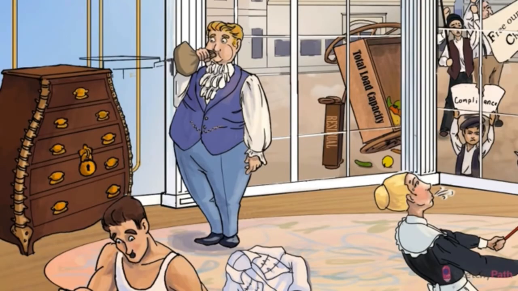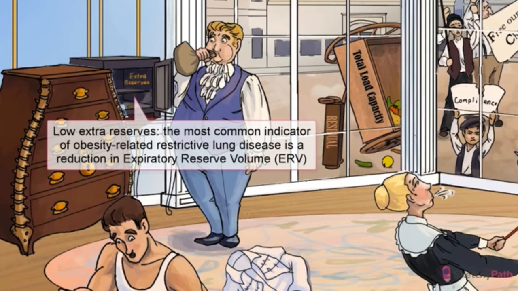The most common indicator of obesity-related disease is a reduction in expiratory reserve volume, or ERV. Instead of expiratory reserve, just think of the governor's extra reserves here, depleted. Expiratory reserve volume is the maximum amount of air you can breathe out after a normal tidal expiration, and obese patients just don't have much reserve left.